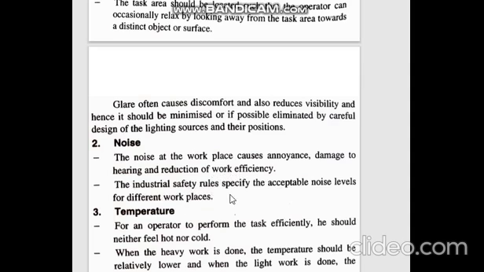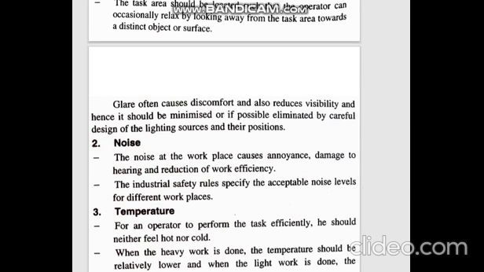The industrial safety rules specify the acceptable noise levels for different workplaces. You see, the rules and regulations framed by the government for the industries specify what the acceptable decibel levels are. Within that only, decibel levels should be used. Suppose constant noise is there, then they will use earplugs and other things. But if constant noise is coming, then sometimes they will lose their hearing. It is a hazard for the ears.